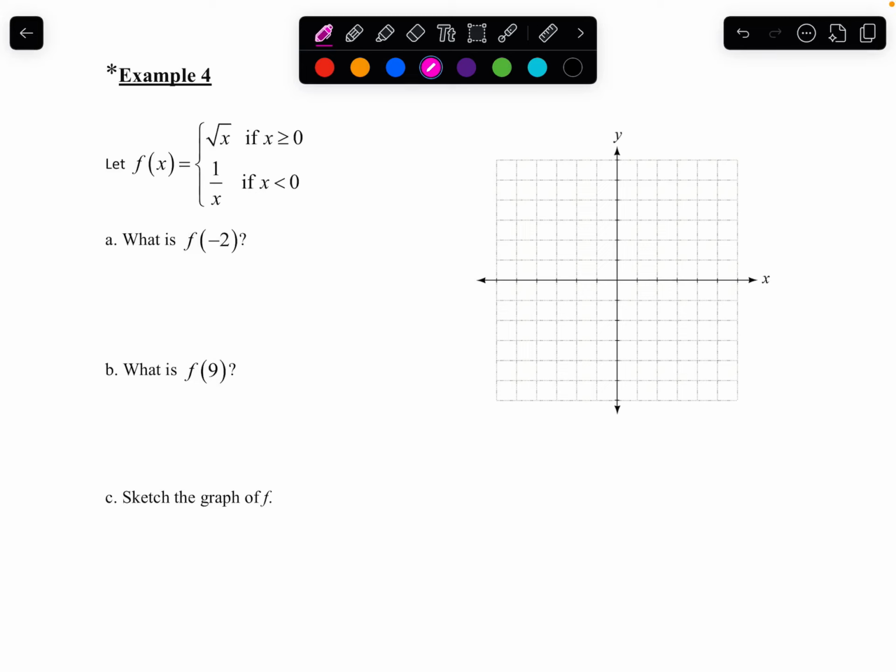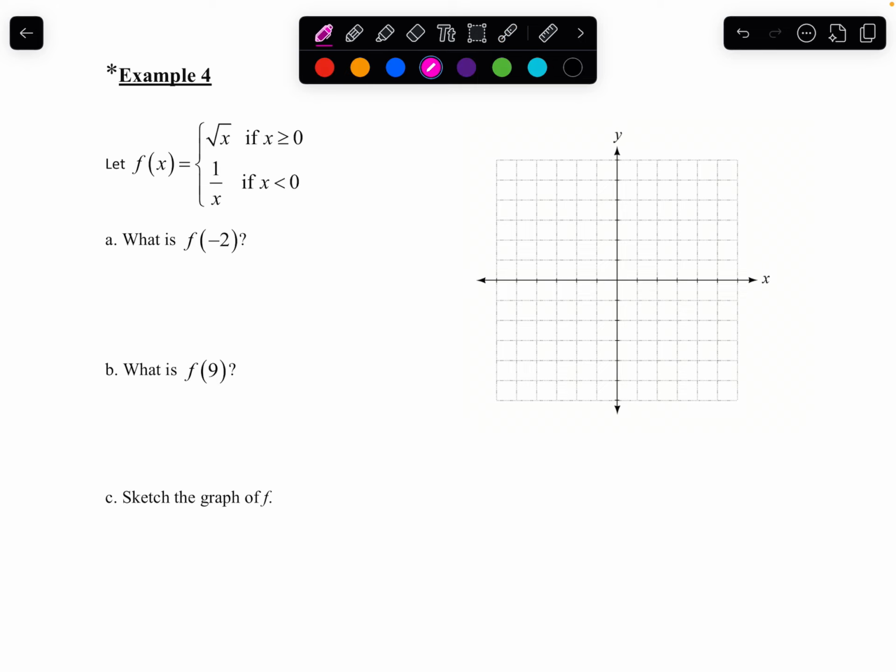Now looking at piecewise defined functions. So we have a function defined by two parts. Here is the square root of x, which is for any value of x greater than or equal to 0. And here is 1 over x if x is less than 0. All right, let's first answer the two questions, A and B.